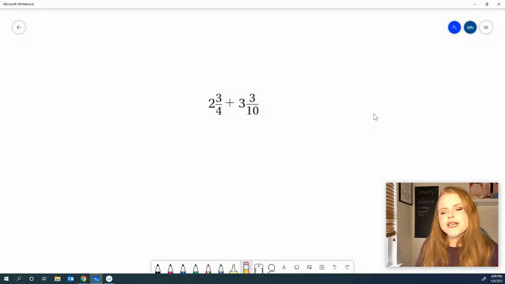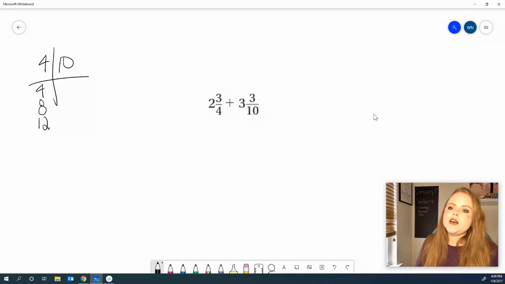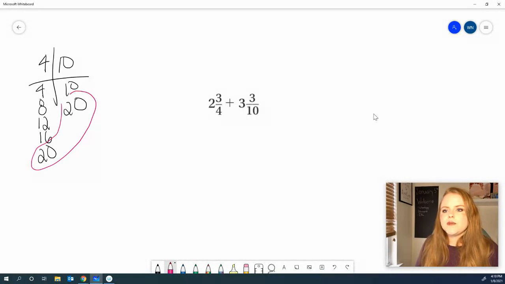So I know the rule is typically when there's a 10, you just multiply the two numbers together. But in this one, a T-chart is going to help us out. So let's go ahead and create our T-chart. 4, 8, 12, 16, 20. So as you can see, this is why I wanted to make the T-chart for this one, because 20 is going to be our common denominator instead of having to go all the way up to 40.